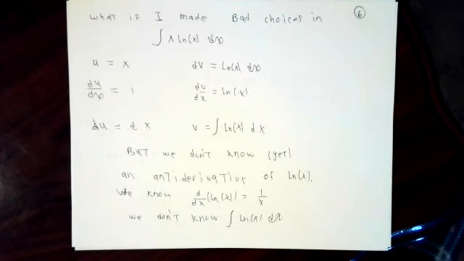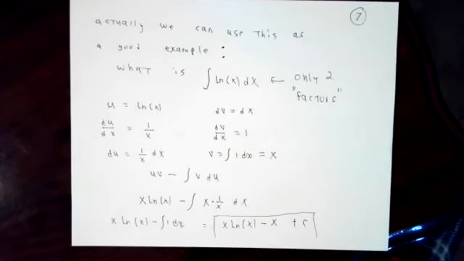Unfortunately, we don't know that. We don't know a function whose derivative is natural log of x. We know that the derivative of natural log x is 1 over x, but that's not what we have to figure out here. The way out of that problem, ironically, is going to be integration by parts.